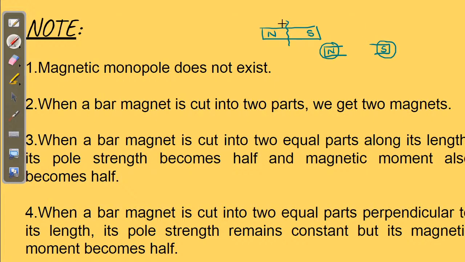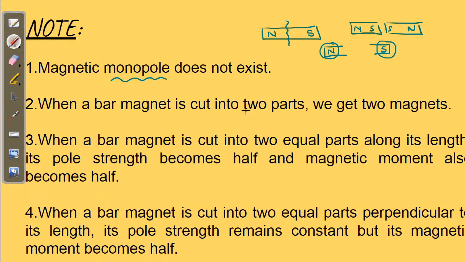Whenever you cut it, what automatically happens is each piece becomes a magnet. Each piece will have its own north pole and south pole. Clear? So monopoles don't exist. That means in magnets you cannot see isolated north poles or isolated south poles.